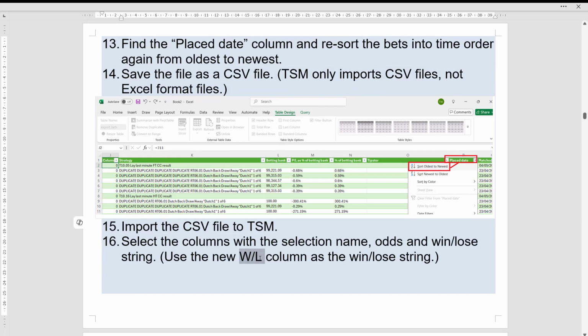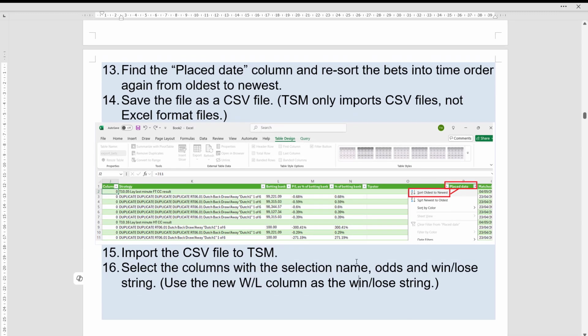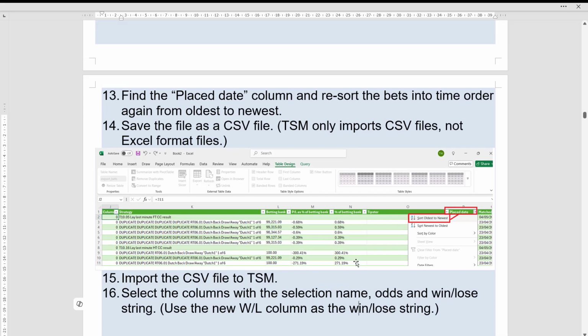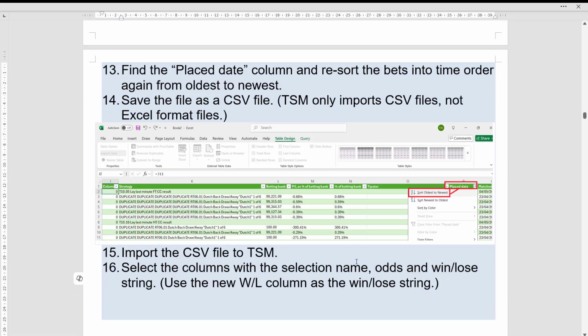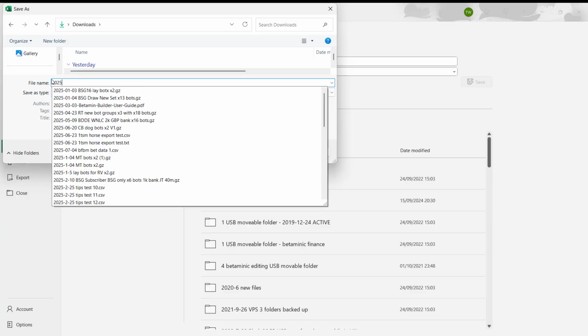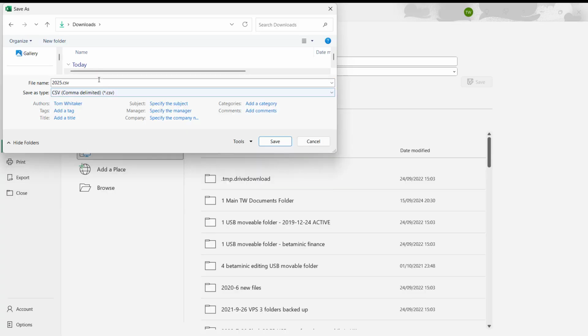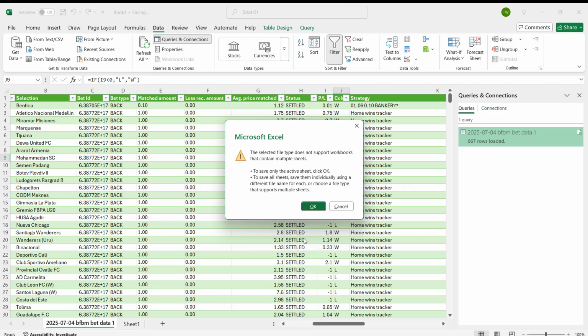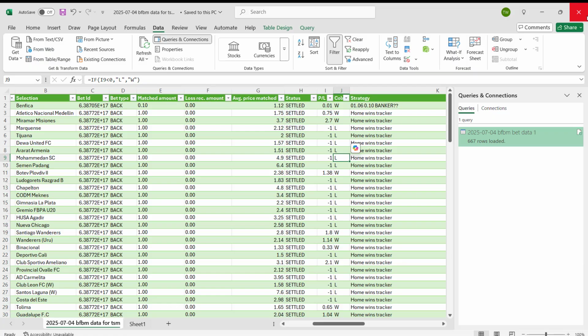And we can use the WL column as the win-lose string. So it needs a little bit of effort, but once you learn how to do it, it's not that difficult. We just need to create our own win-lose string. So save it as a comma delimited file, and it'll say it can't support multiple sheets. That's fine, we don't care. Save it, and then close that file.